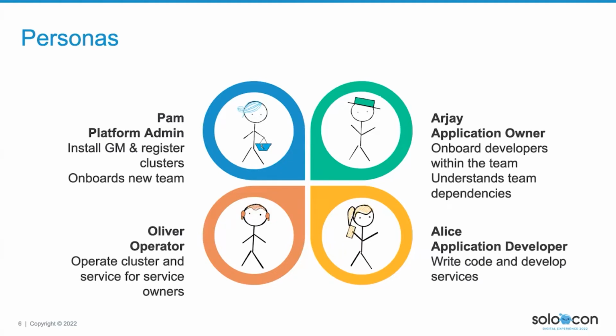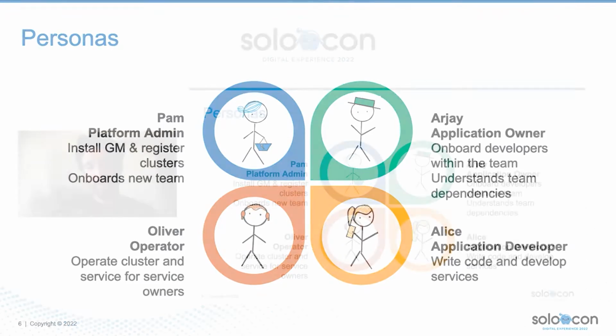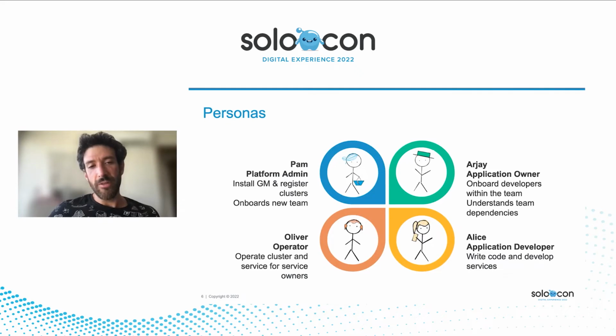RJ is the application owner. It's his job to take the application that the developers are producing and procure something for Oliver to deploy into the cluster. RJ understands the interrelationships between the application and the other software in the infrastructure. It's also RJ's job to onboard developers within the team. Alice is the developer herself, one of them. It's her job to actually write the code that gets deployed and develop the services.